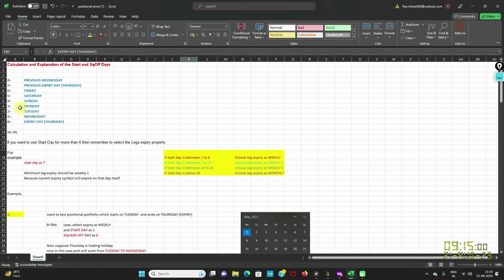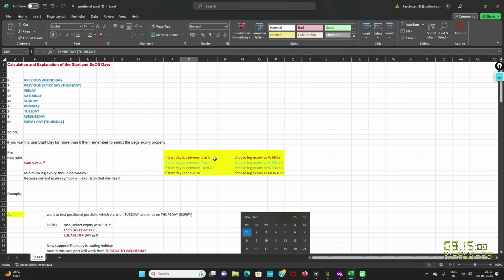Wednesday is 1, Tuesday is 2, Monday is 3, Sunday is 4, Saturday is 5, Friday is 6, and 7 is the previous expiry day, that is Thursday, because we are backtesting. So if you want to use a start day of more than 6, then remember to select the leg expiry properly. For example, start day as 7.